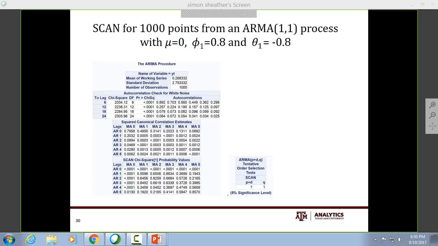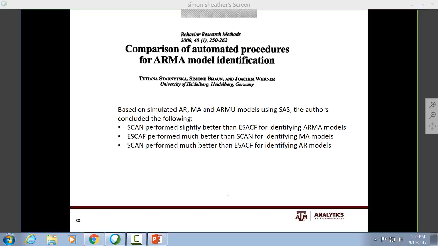And so, guess what? It finds ARMA 1-1, just like we did. So you can imagine there's been a lot of controversy, and now there's this famous study from 2008 that found if you look at simulated AR, MA, or ARMA models, my bad, that should be ARMA, typo, sorry, SCAN performs better for identifying ARMA.